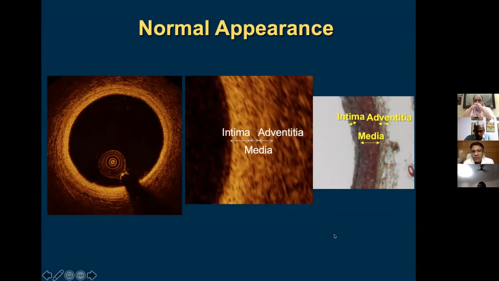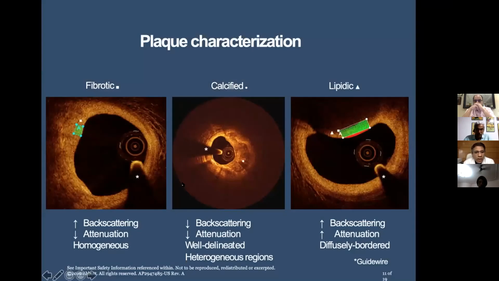So OCT has this advantage, unlike intravascular ultrasound. The OCT's resolution, as I told you, is 10 microns, unlike the IVUS resolution, which is 100 microns. So IVUS cannot characterize so nicely the intima, media, and the smaller aspects of that. So coming to putting all those three characteristics into different tissues now.